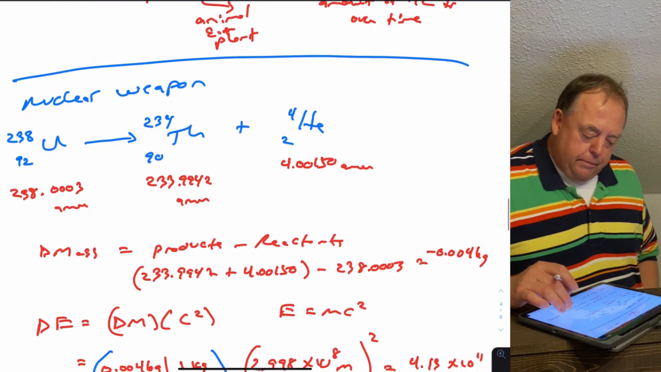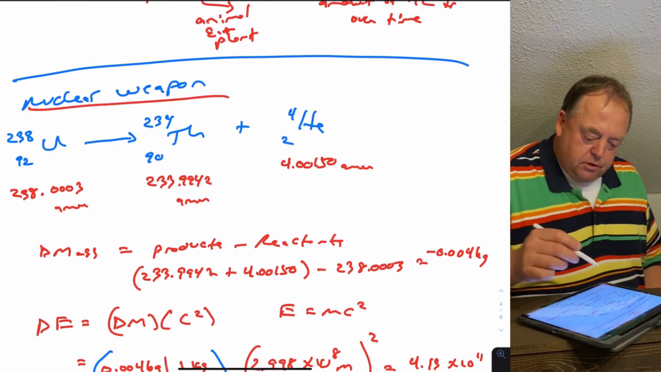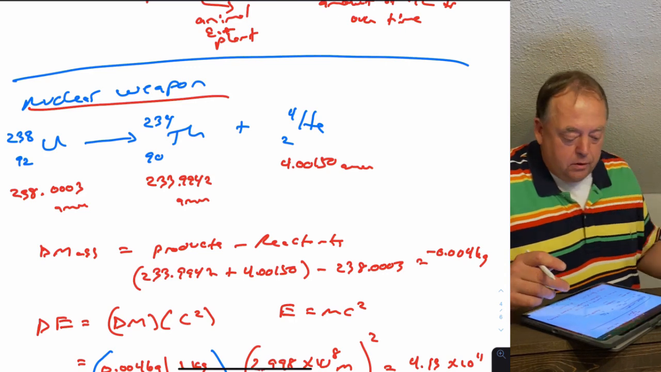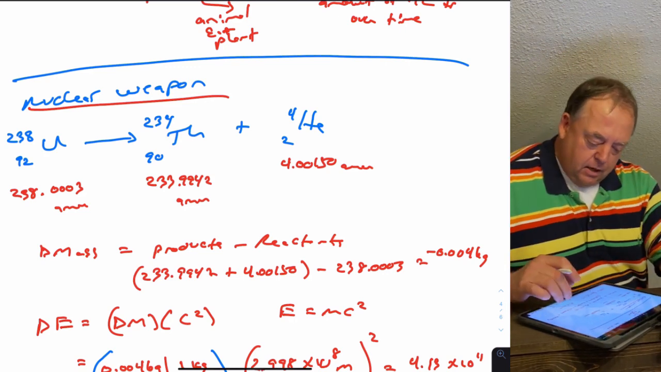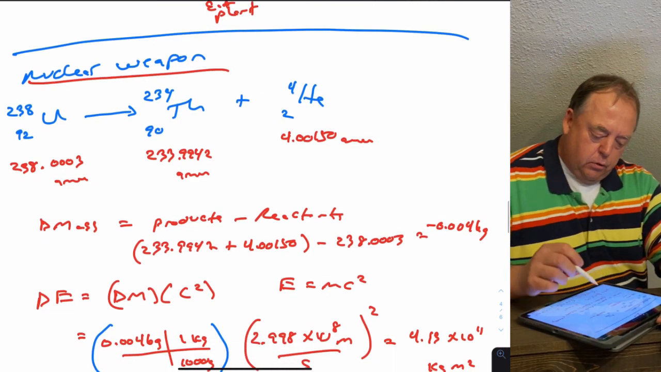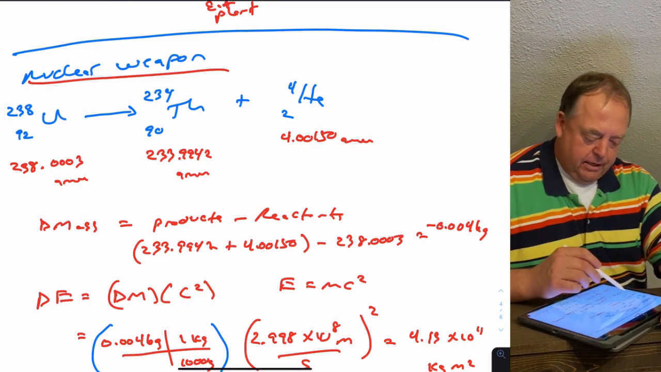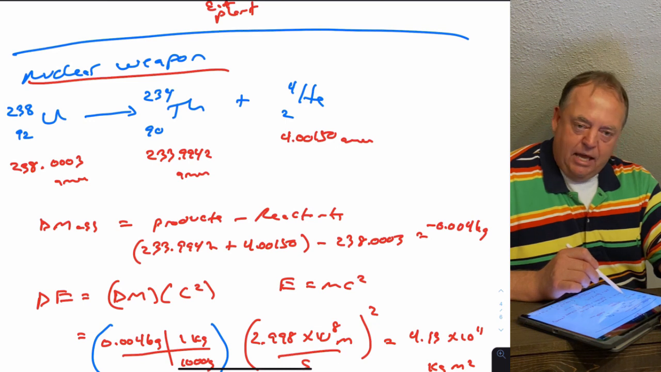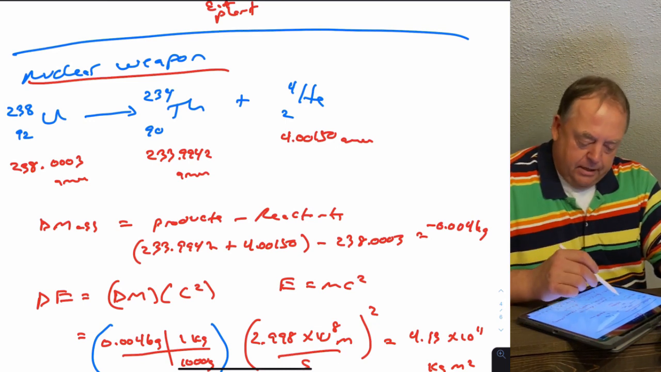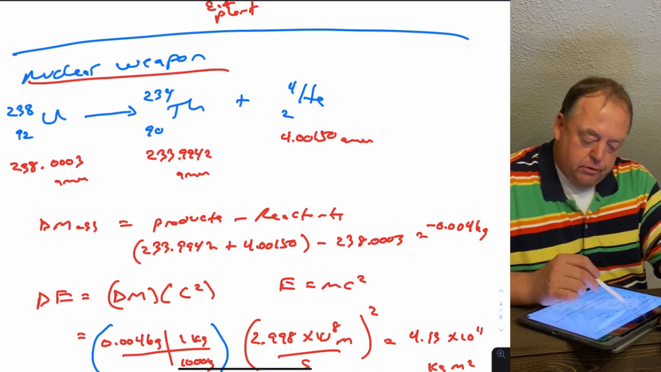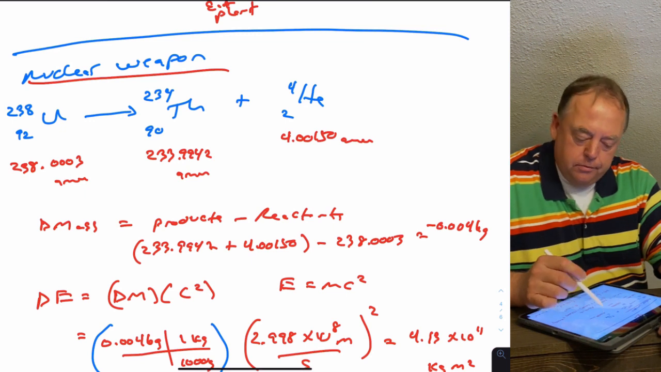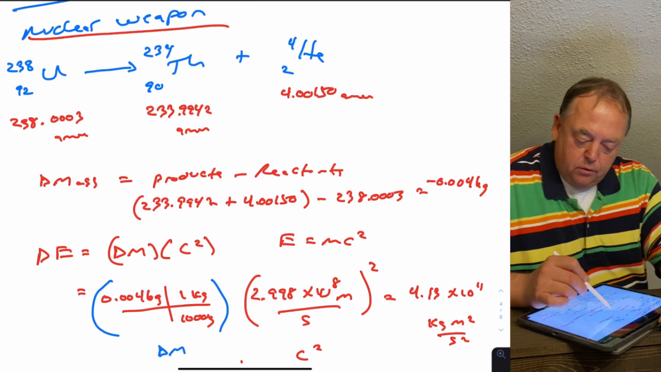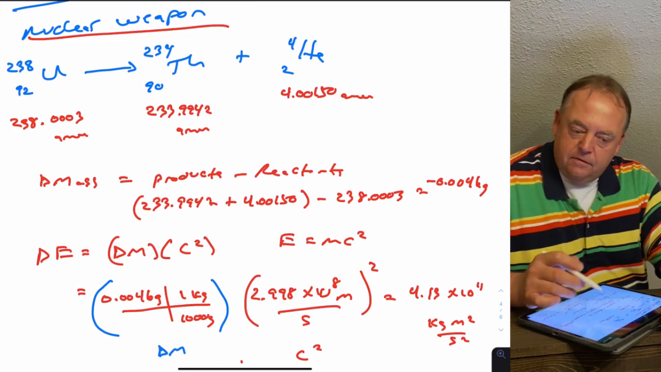Okay, nuclear weapons. Obviously one of the not so nice areas of nuclear chemistry. So, how does a nuclear weapon work? Well, if we take something that's radioactive, like uranium-238, for example, it's got a mass of 238.0003 AMU, or grams per mole, and it undergoes nuclear decay to thorium-234 and an alpha particle. These have masses of 234.0436 and 4.0015.